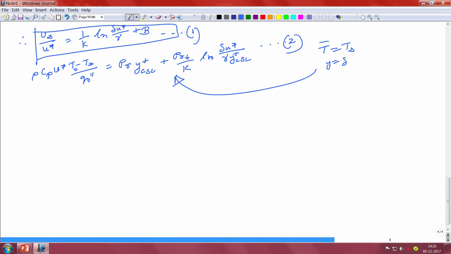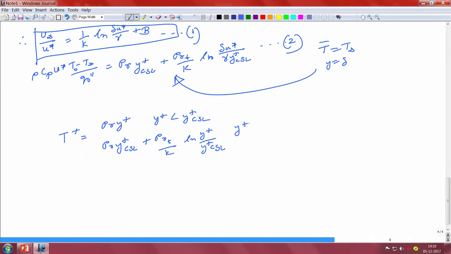However, the temperature in itself, if you write the temperature in two parts, will be Prandtl number times y plus, for y plus less than y plus CSL, and it will be Prandtl number times y plus CSL plus Prandtl number T by K times ln(y plus over y plus CSL), when y plus is greater than y plus CSL.